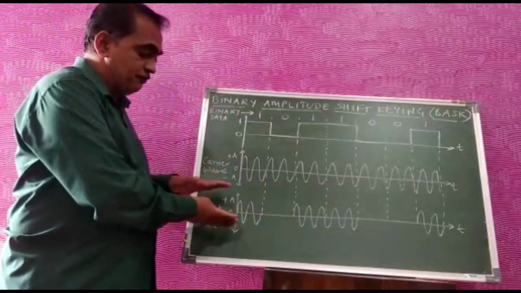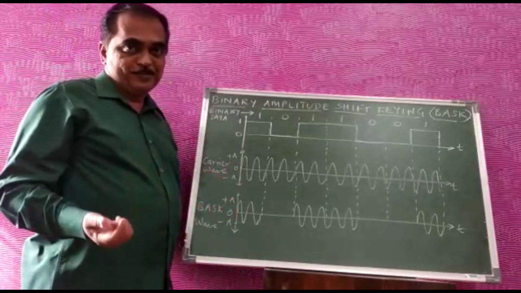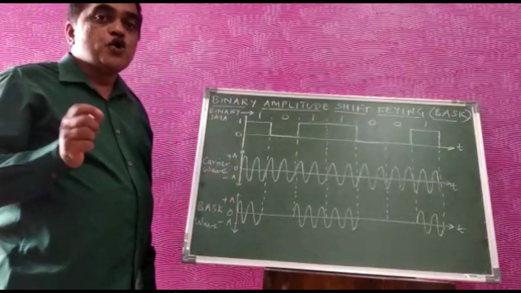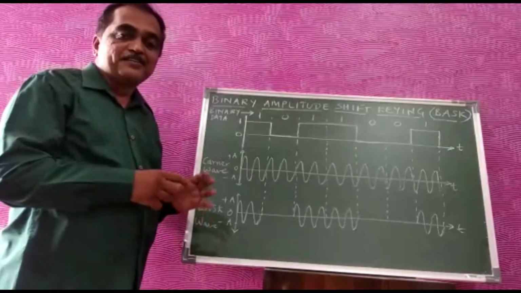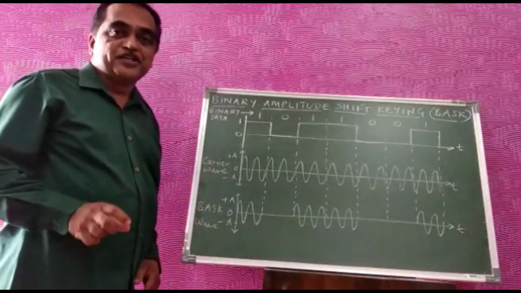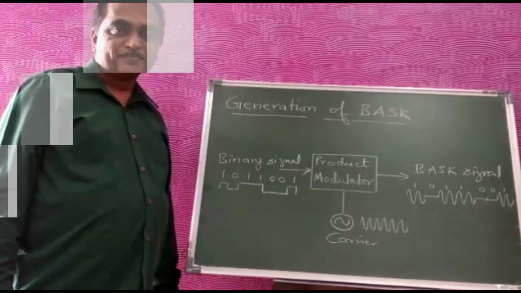So this type of output, whatever we get, is called amplitude shifting. It is also called on-off shifting. It is a simple circuit that we can have for it, and it is the simplest form of digital modulation technique, which is called amplitude shift keying.